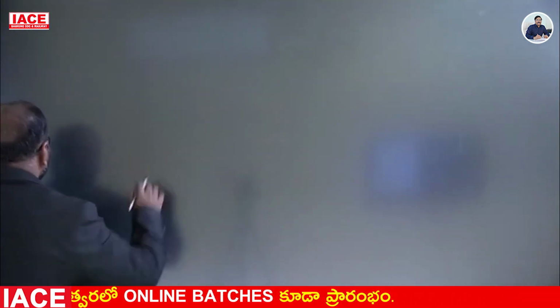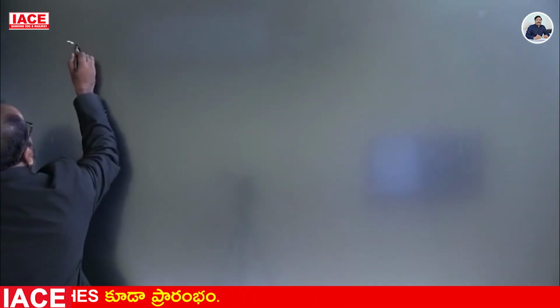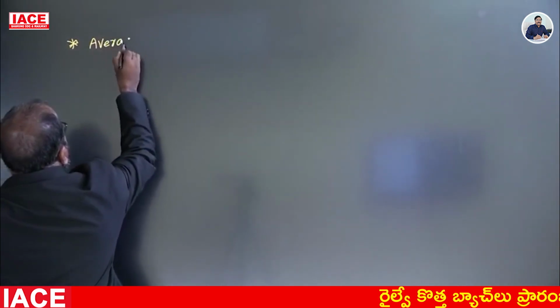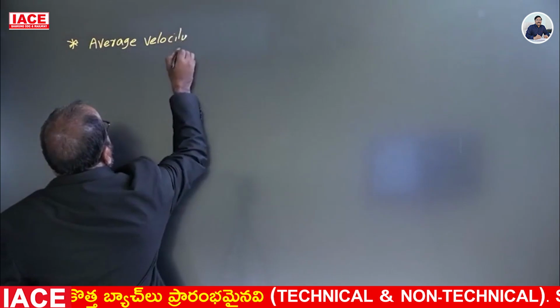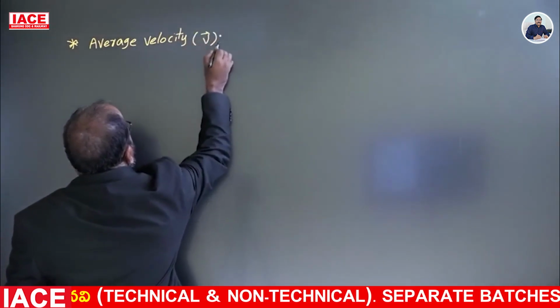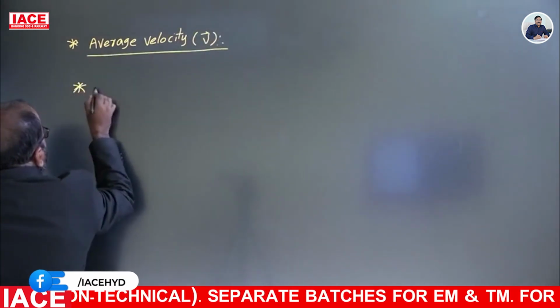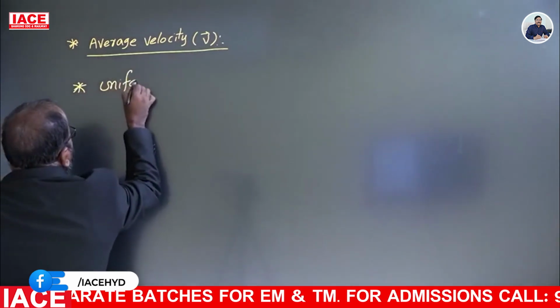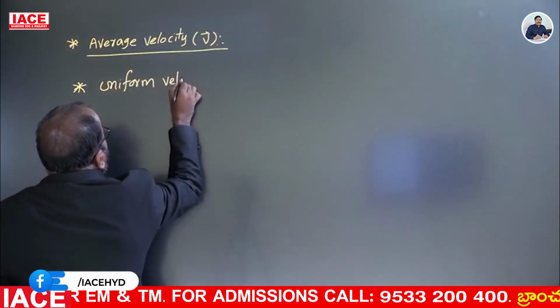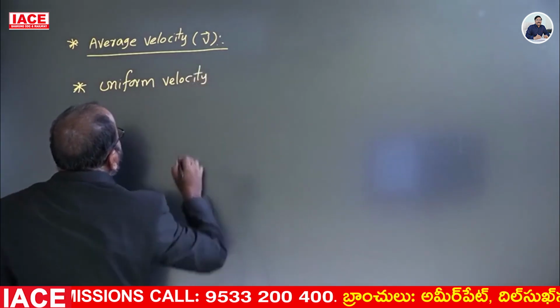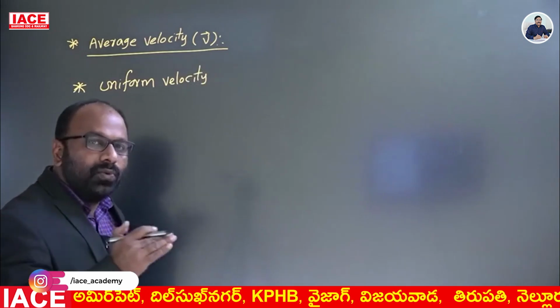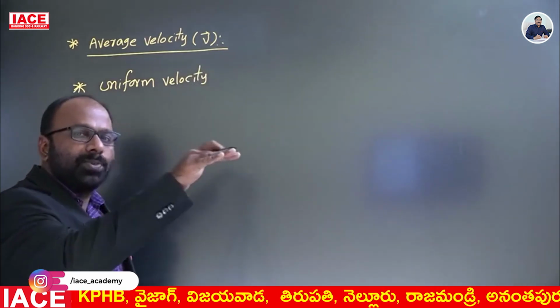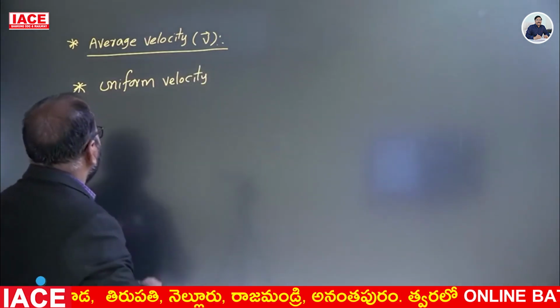Velocity. Same here also. Average velocity. What is the average velocity? Total displacement by total time period is called average velocity. Uniform velocity. What is uniform velocity? If an object travels equal distances in equal intervals of time, that is called uniform velocity. Equal distances cover equal displacement, that is called uniform velocity.